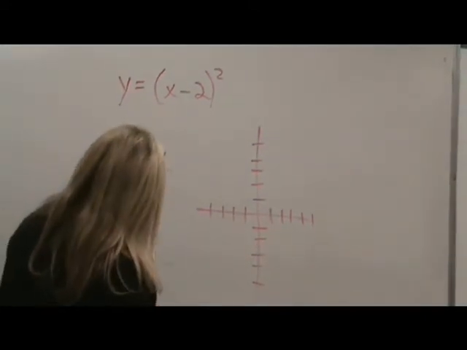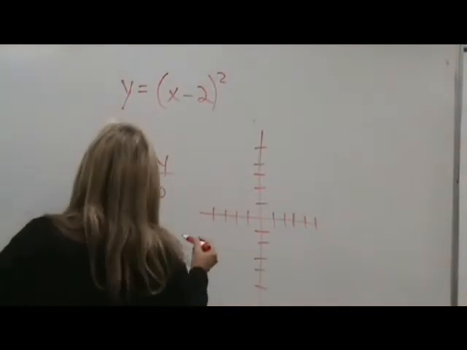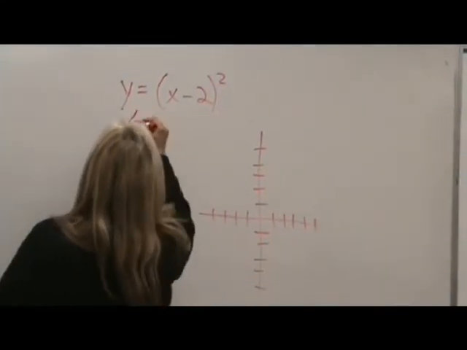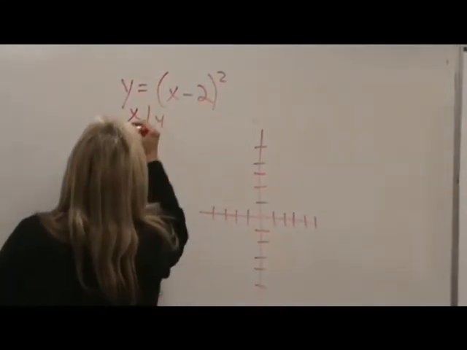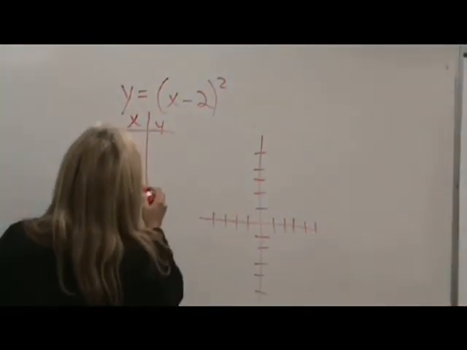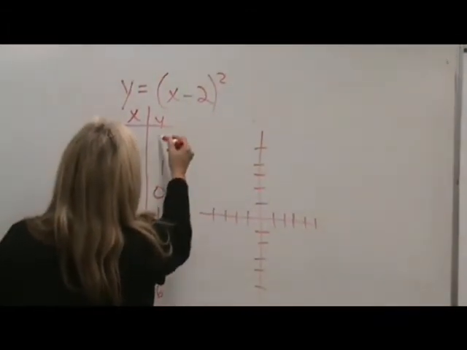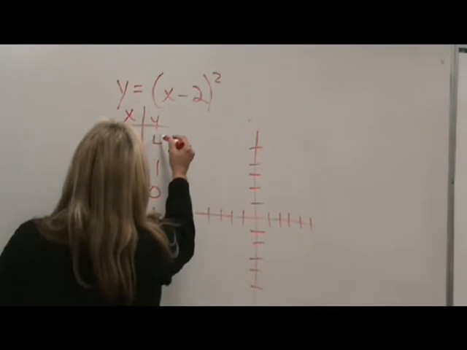Well, we haven't really started repeating, have we? We keep going up. So let's add a few this way. So if I add 3 and 4, let's see what happens. So if I go 3, I'm going to have 1. If I do 4, we're going to have 4.